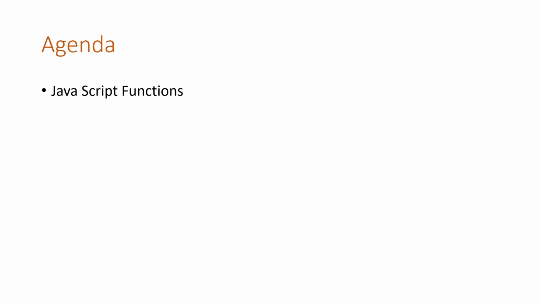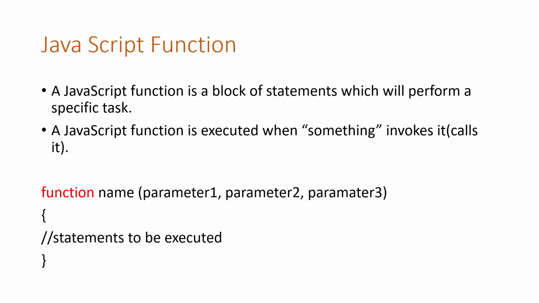In today's video, we will be seeing how to work with JavaScript functions. First, we will see what a JavaScript function is. A JavaScript function is a block of statements which will perform a specific task. It is executed when something invokes it or calls it.